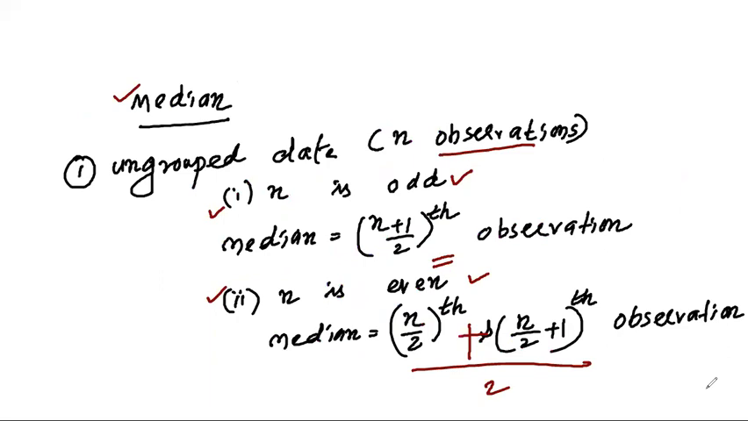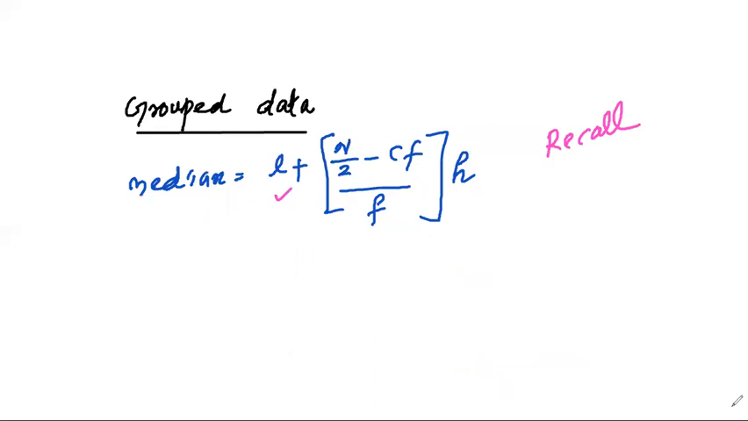Then median, we have learned about median in grade 8 or so. For ungrouped data, if n is odd, the median will be the n plus 1 by 2th observation. If n is even, then the sum of the n by 2th and n by 2 plus 1th observations divided by 2 will be the median. For grouped data, we have learned this in grade 10th. The formula is L plus N by 2 minus CF by F into H. I told you to recall those concepts from grade 10th.